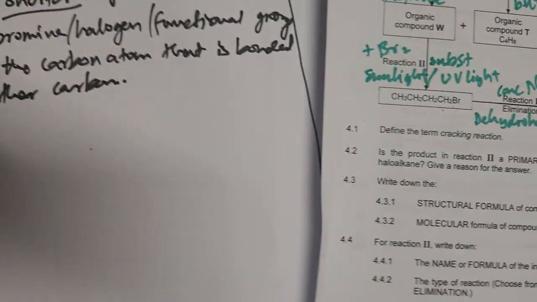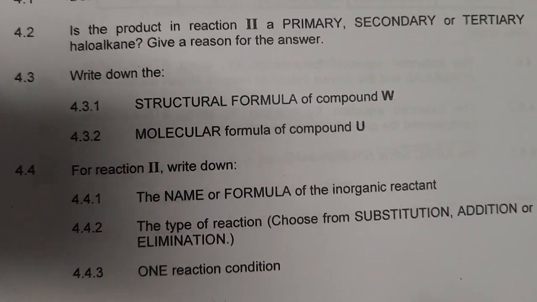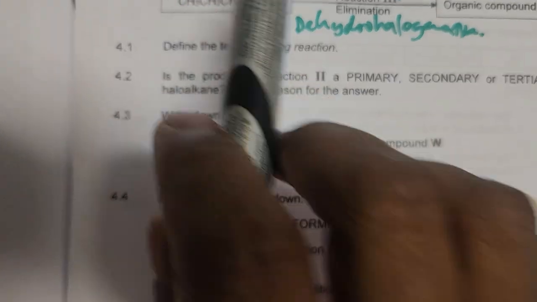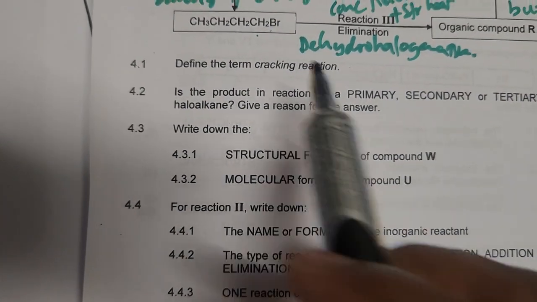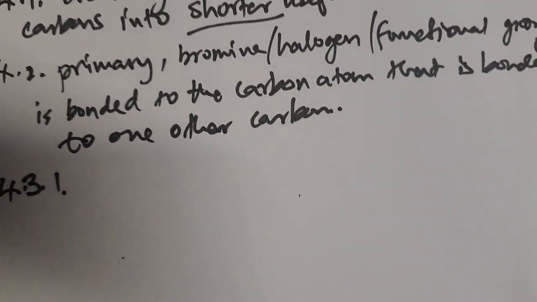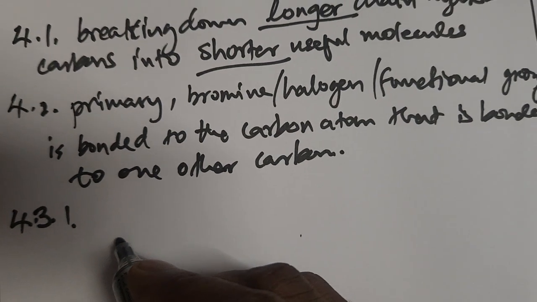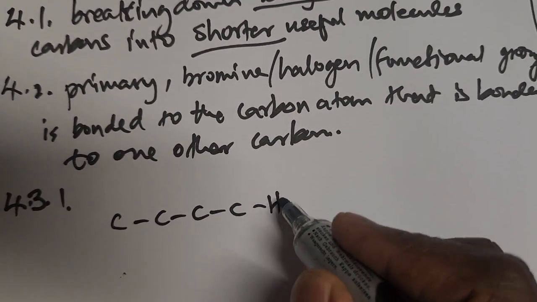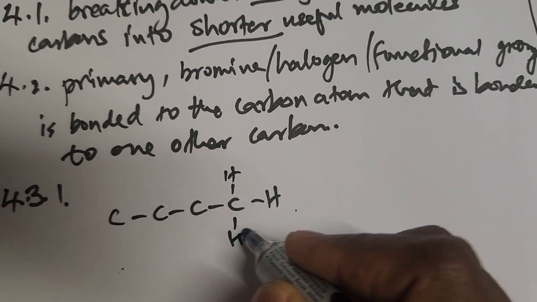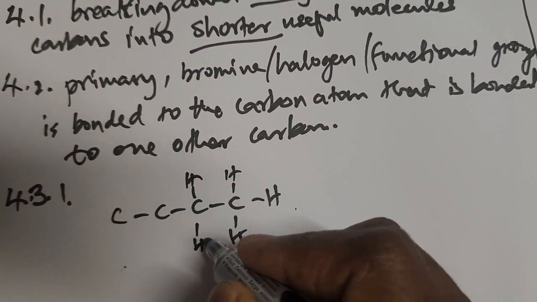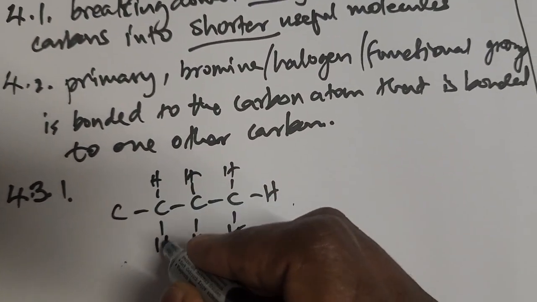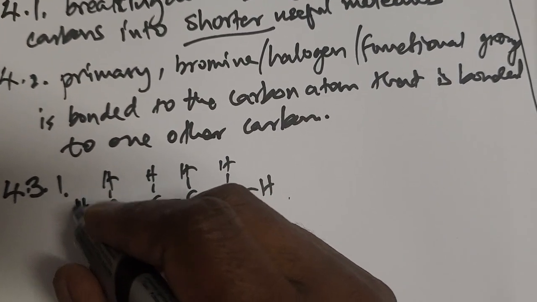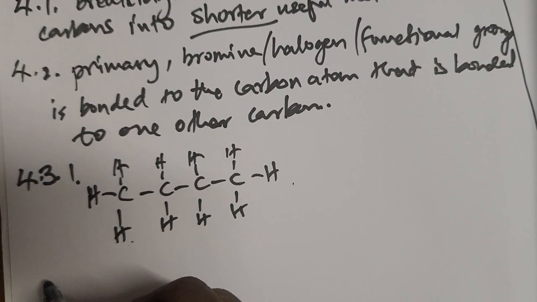4.3.1. Fine, let's go to 4.3. They say write down the structural formula of W, butane. So that one is very easy. We have already analyzed butane, therefore it will be easy. That's the importance of analyzing. Butane is just 4 carbons, and it's a hydrocarbon. All the remaining atoms will be hydrogen. Every carbon should be surrounded by 4 bonds, not more or less. Fine, we get the 3 marks.